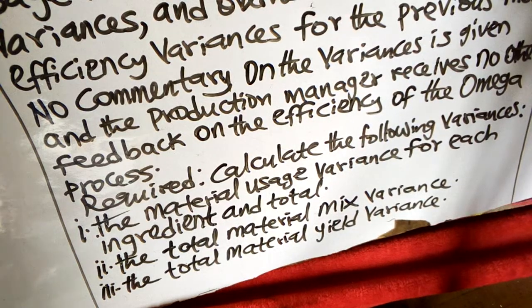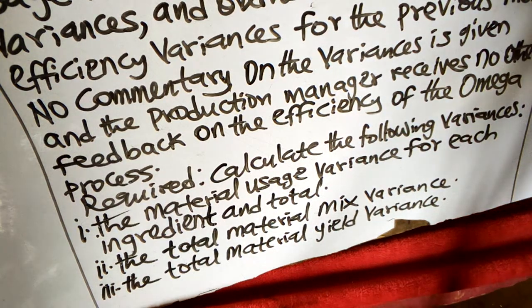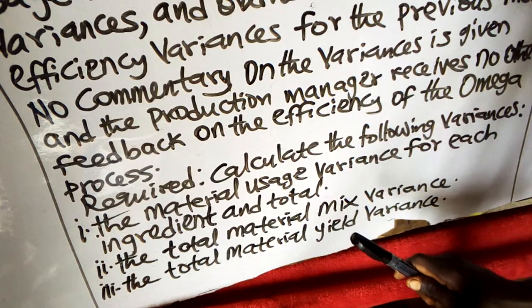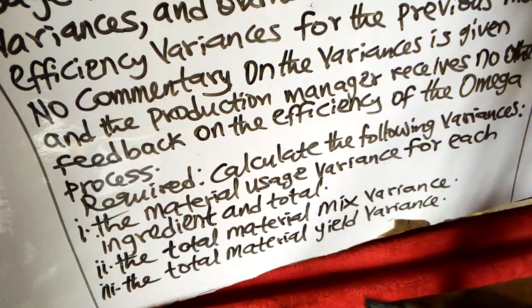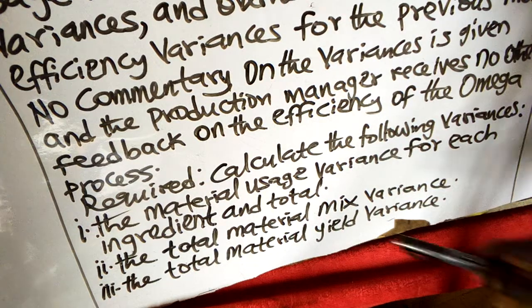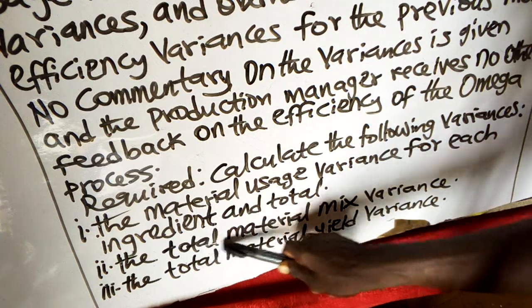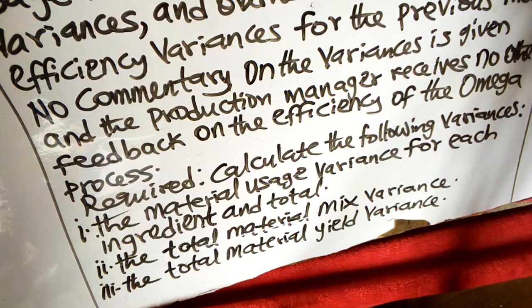Please note that in the computation of mix and yield variance, you are going to allow for material wastages. That is, material wastages will be put into computation in the computation of material usage variance and material yield variance. But you don't consider the wastages in the computation of material mix variance.